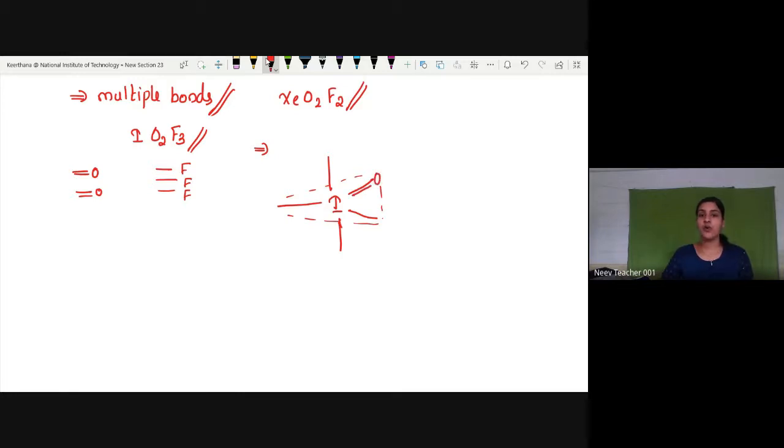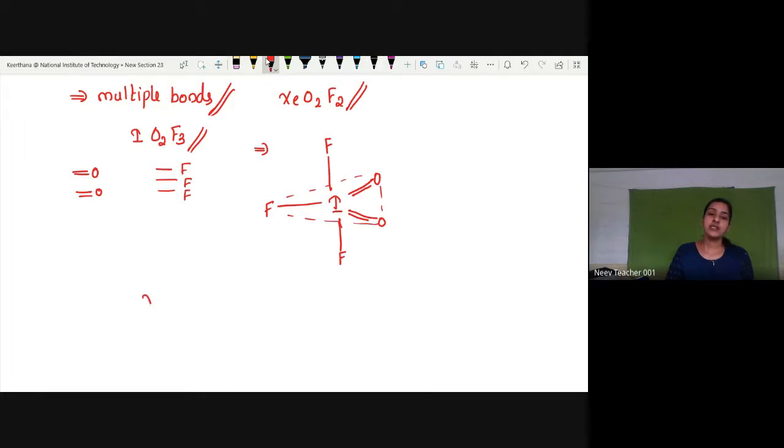So it will be O, O, F, F, F. This is how we should draw the IO2F3 structure. This is the actual arrangement, because when you arrange these oxygens in axial bonds, it will cause more repulsion. And when you compare, this structure has more stability or lower energy. So we will always prefer the more stable structure. So this is the structure of IO2F3.